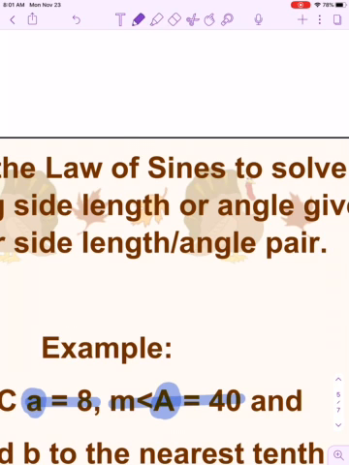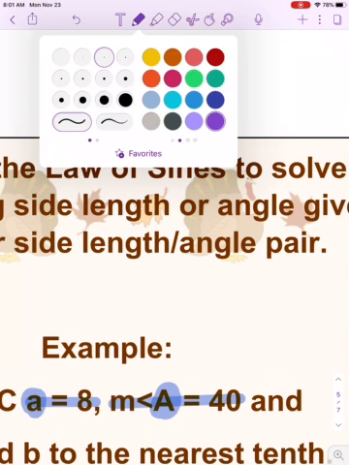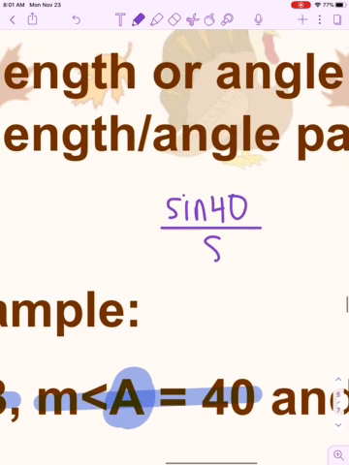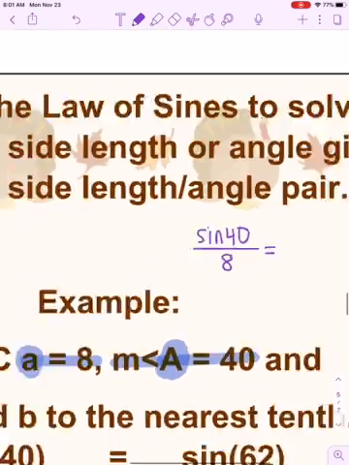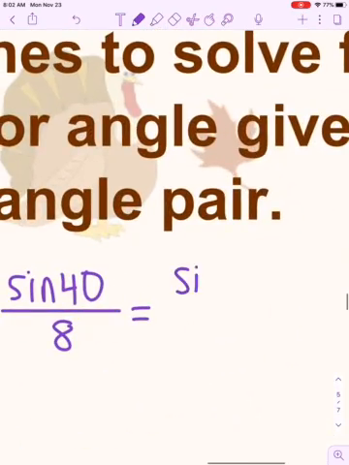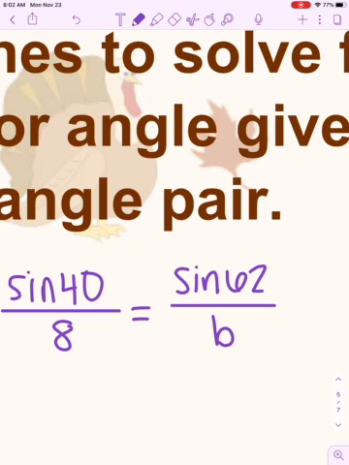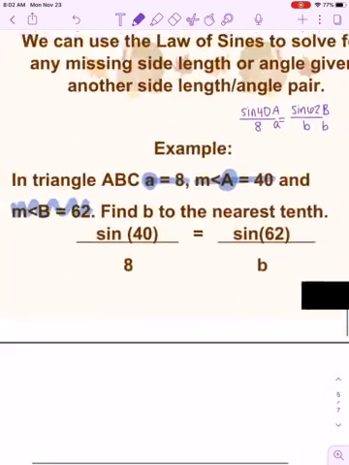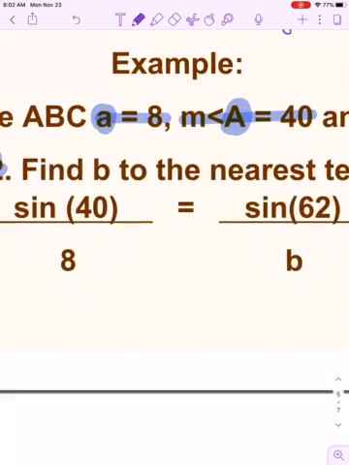The way this is going to get set up, it's the law of sines. So it's the sine of your angle. We'll do angle A, so it's the sine of 40 over side A, which was 8. So there's my complete proportion. And then I set it equal to the sine of my other angle, which is 62, over the side length that I'm looking for, which is side B. So it's just A over A and B over B. That's what this says.